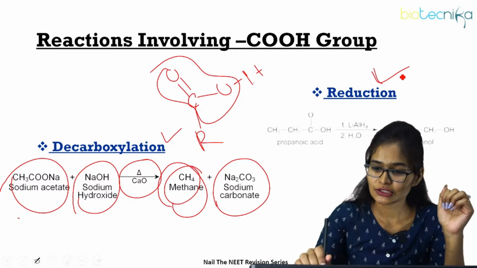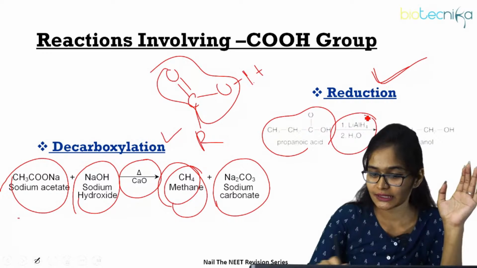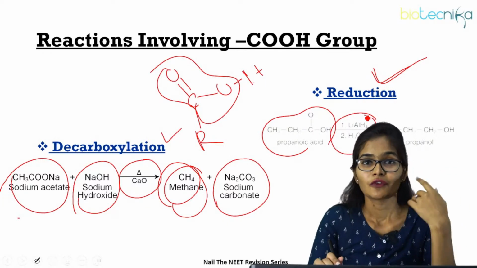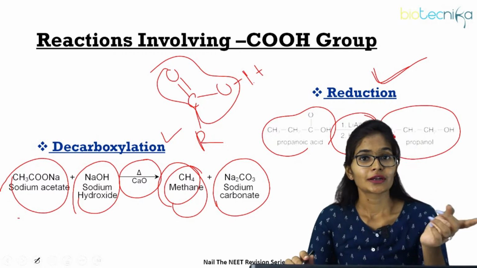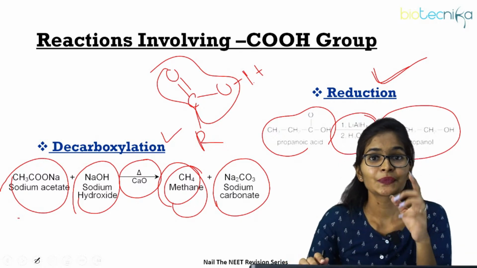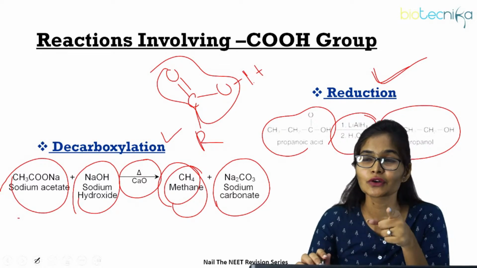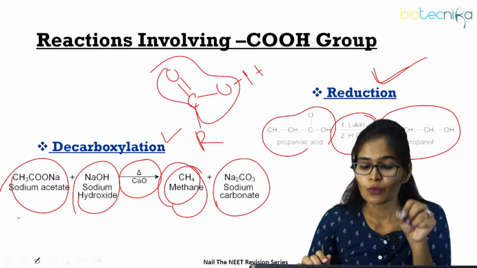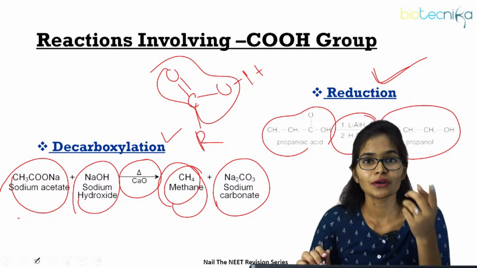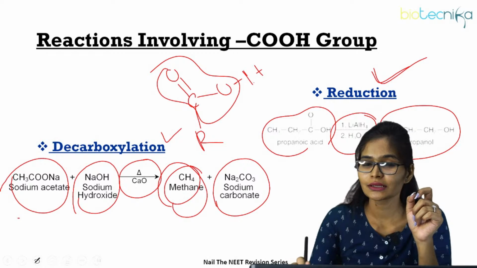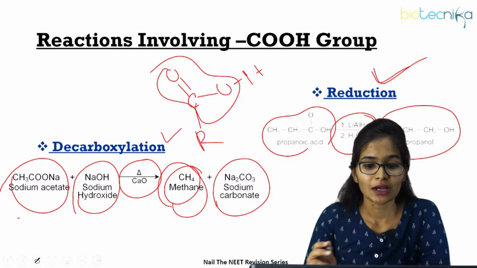Now coming to the reduction part: reduction of carboxylic acid in the presence of lithium aluminum hydride, followed by acidic hydrolysis, gives propanol as a product. Previously we studied that esters upon acidic hydrolysis give a carboxylic acid and alcohol. Now you take the same carboxylic acid, treat it with a reducing agent, and get the alcohol as a product. Like that, there are many reactions with respect to carboxylic acid.